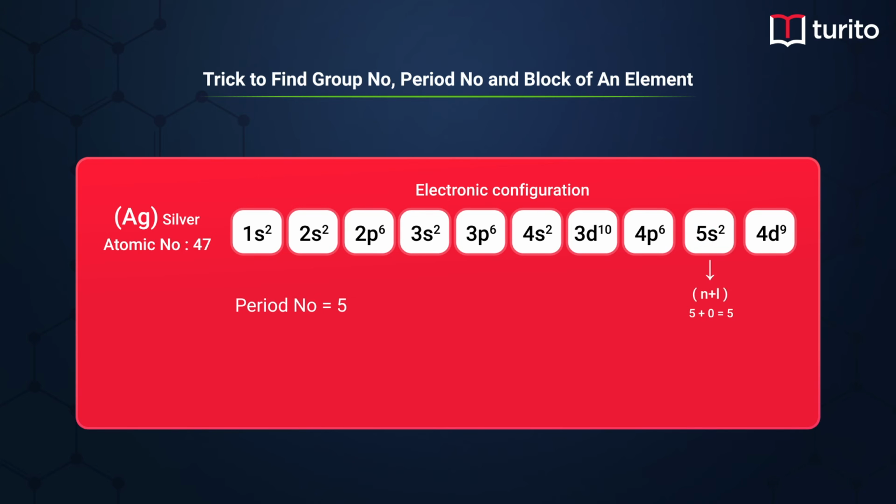If you see the n plus l value of 5s and 4d, 4d has the n plus l value of 6. So the last electron enters the 4d subshell. That means the block would be D. If the block is D, the group number should be 2 plus the number of electrons present in the d subshell. That is 2 plus 9, which is equal to 11. So the group number of silver would be 11.